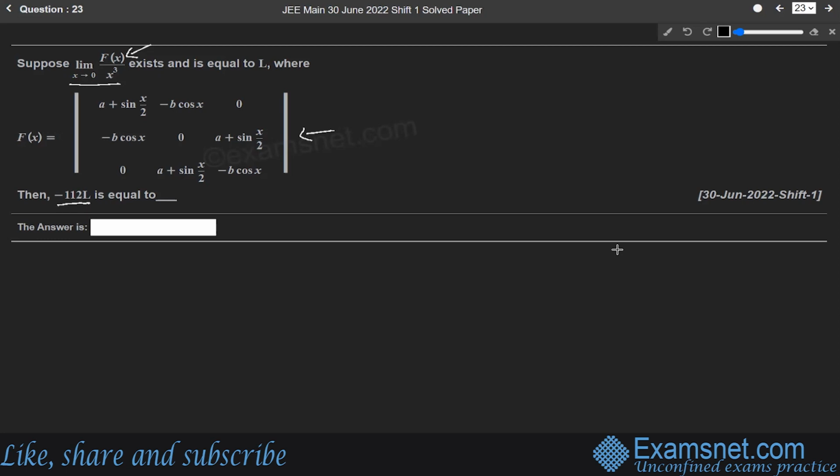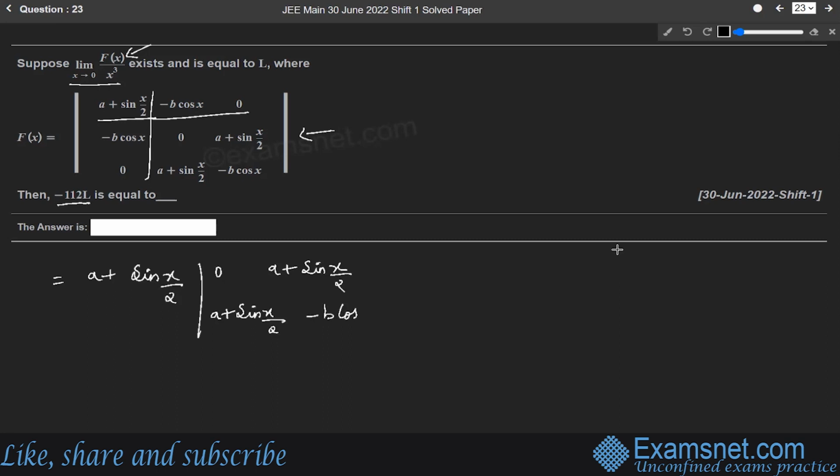Do you know how to expand a determinant? It is very simple. You have to write the first term. What is the first term? A plus sine x by 2. Then you have to eliminate the first row and the first column. This is the first row and this is the first column. When we eliminate this, what are the remaining terms? 0, a plus sine x by 2, a plus sine x by 2 and minus b cos x.